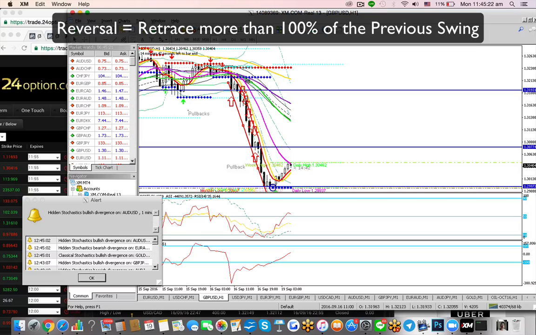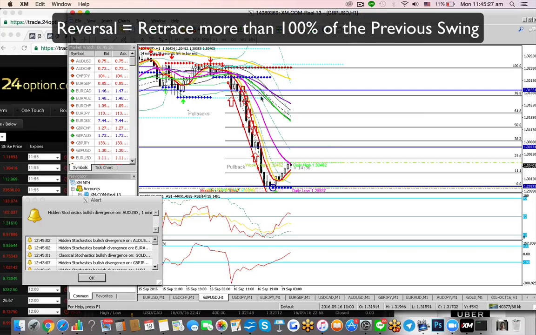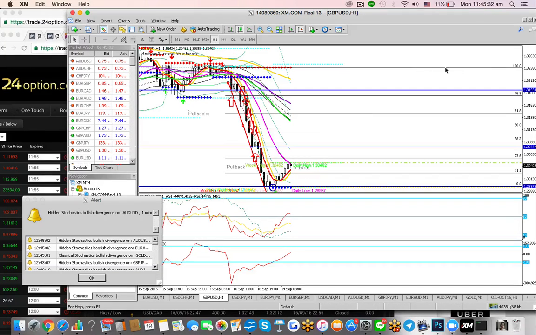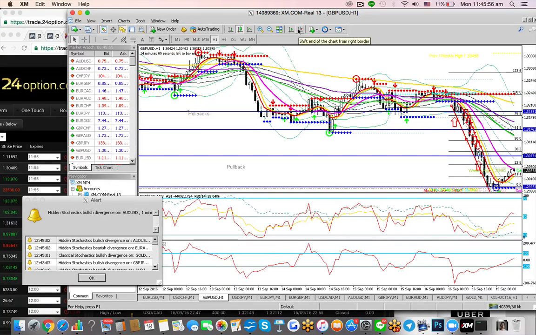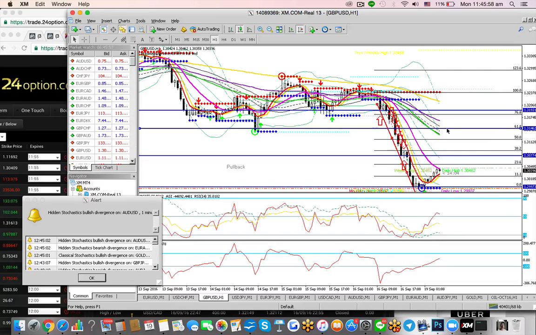So a reversal is classified as something that makes more than 100% of the previous swing. So this was the previous swing, and we're looking to go for, if it does more than this amount of 132,380, that is a reversal. Up to then, it could possibly be a retracement. And how far can it possibly retrace? It can retrace as much as 61.8% and still retain the same direction, as long as it goes up to 61.8.